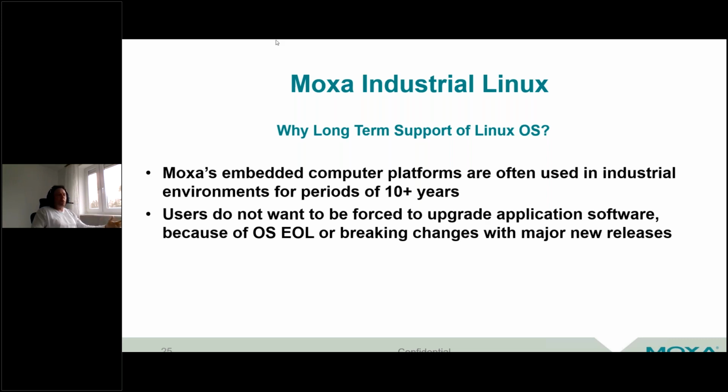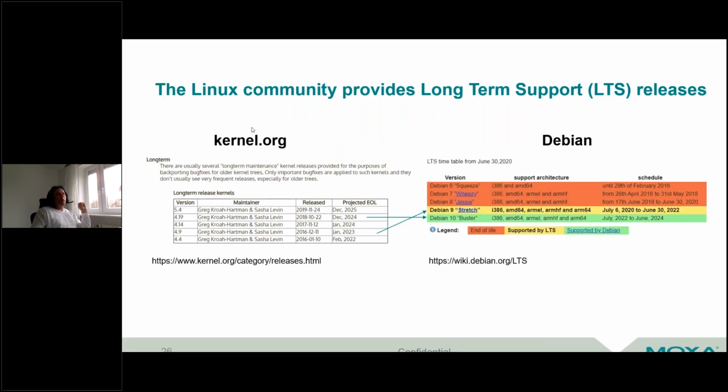They don't want to be forced to upgrade application software because of operating system end of life or breaking changes with major new releases. And not to mention the security patches and bug fixes the customer doesn't want to install. So the Linux community provides long-term support LTS releases, which are based also in Moxa Debian distribution that we are deploying on our ARM architecture.